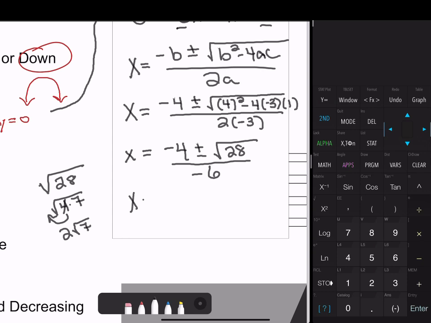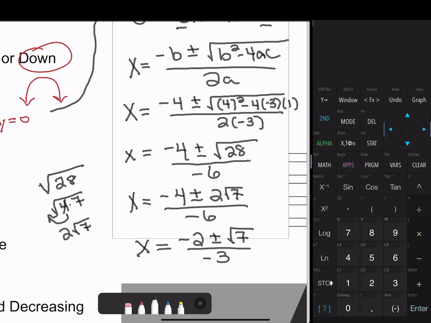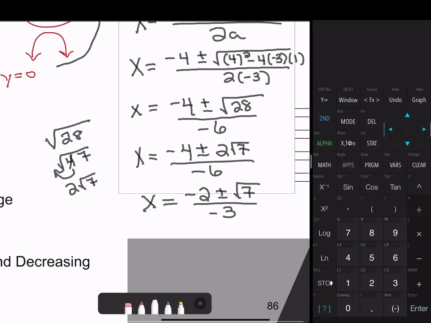So let me put the changes that I did over here. So this is negative 4 plus or minus 2 square root 7 over negative 6. And the last thing I got to do is reduce because all the numbers on the outside can be divided by 2. So negative 2 plus or minus the square root of 7 over negative 3. And if you want to, you can get rid of that negative on the top and bottom.